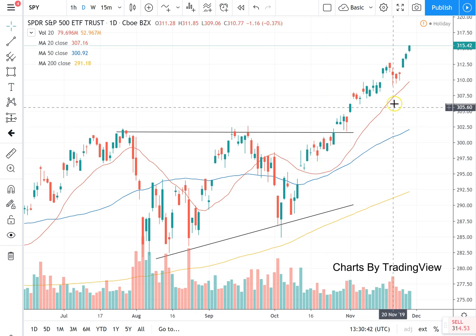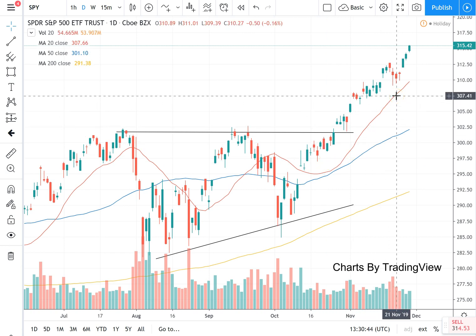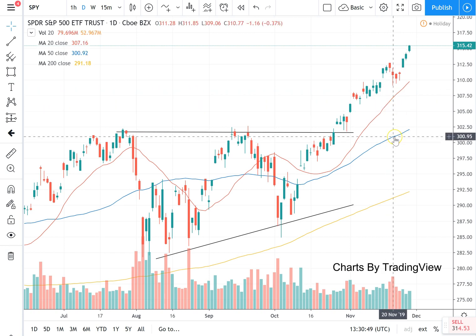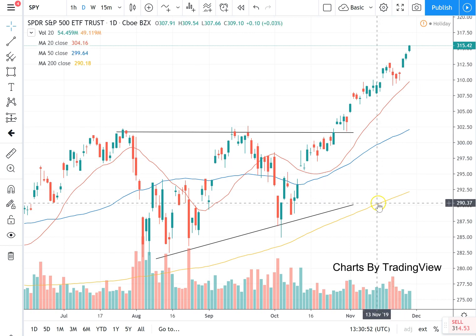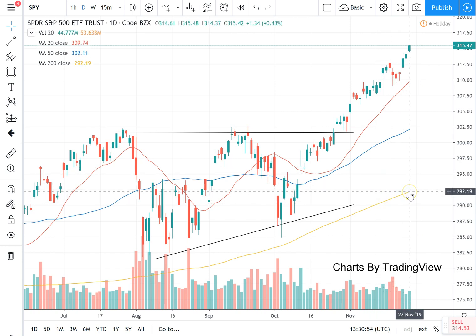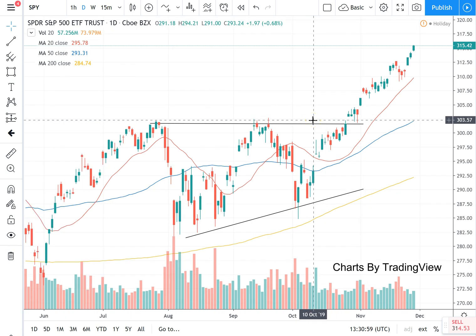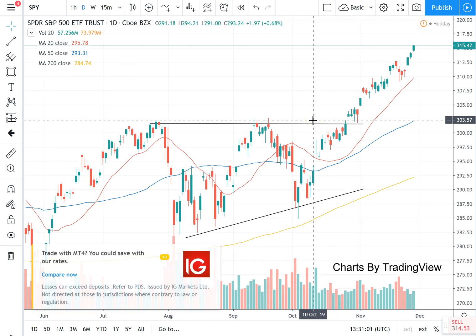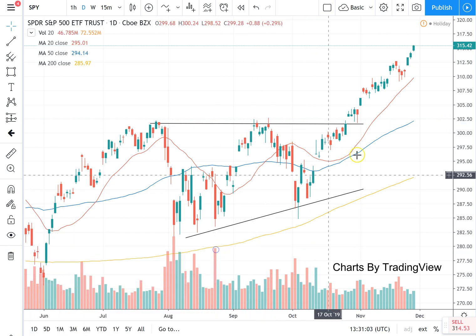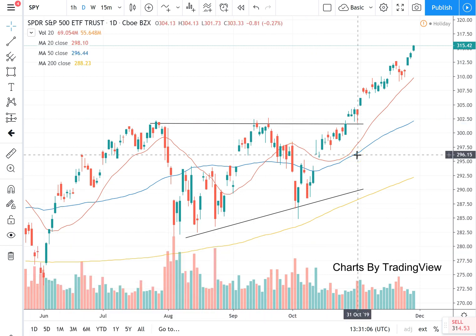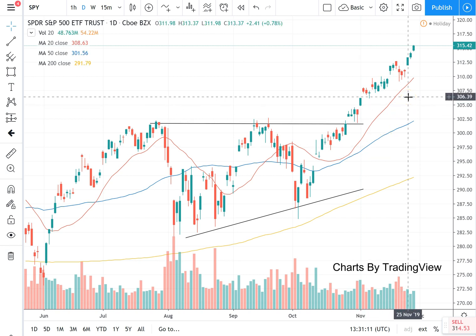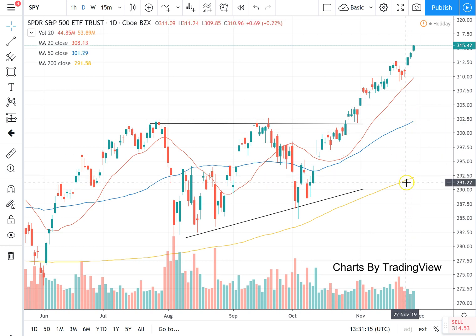Right now it is above the daily 20 MA, this red color line. It is also above the rising 50 MA, and it is also above the rising 200-day moving average. So this is a daily chart of the SPY. Since it's above the three of these rising moving averages, it tells us that the SPY is bullish in the short term, in the mid term, and the long term.